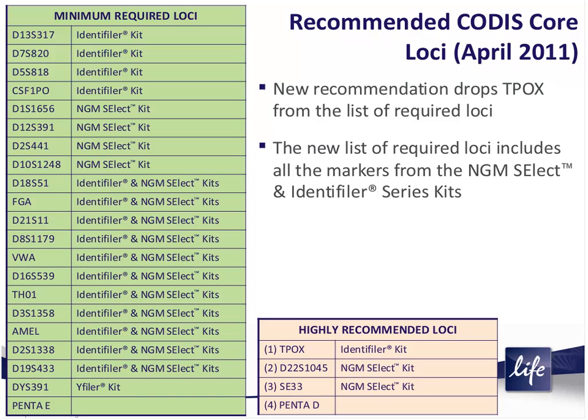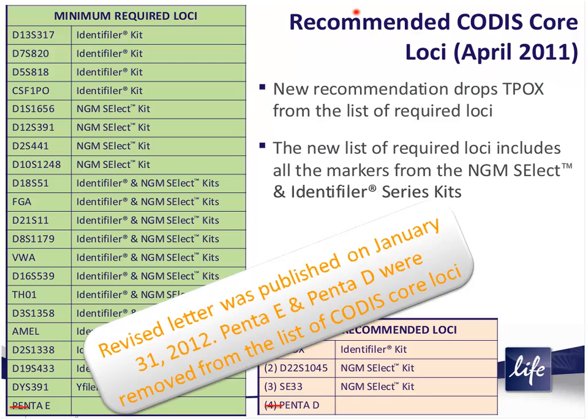The new list of required loci includes all the markers from the NGM Select and Identifiler series kits, so all of the markers currently recommended by the US and also by the European forensic community. In addition, there were some other loci included, in particular a YSTR marker that you can see down here, DYS391, and this one is already included in the YFiler kit. Now, following the original recommendation publication in April of 2011, an update to that was published in January of 2012, where two of the loci on the original list, Penta-E and Penta-D, were removed from the list of CODIS core loci, leaving the remainder of the loci intact.